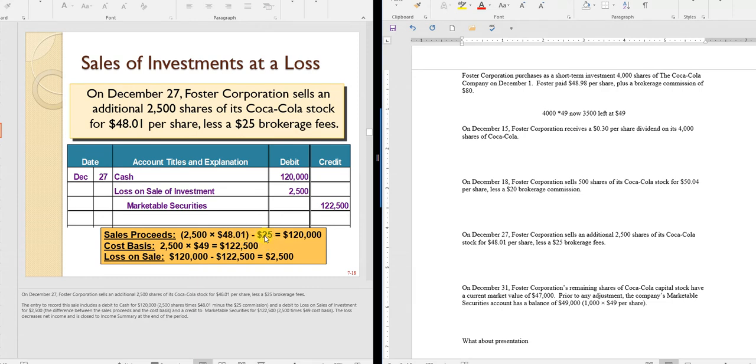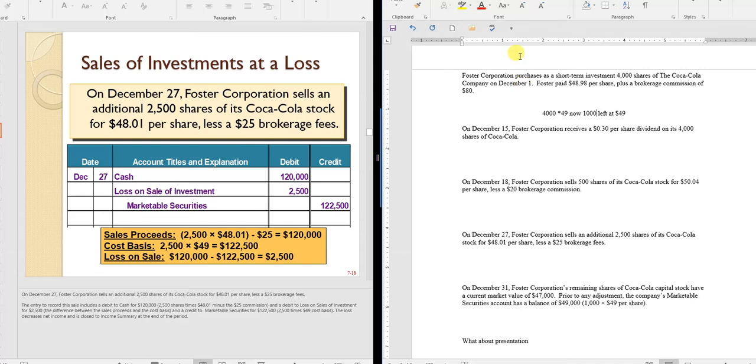Somebody sold it for us. So we had 2,500 shares at $48.01, but they kept $25 as a fee. So I got $120,000 cash. I get it out of marketable securities. I had 2,500 shares. They're in there for $49 each. So I get them out of there for what I put them in there for. My debits don't equal my credits. I need a debit to balance, and a debit is a loss. So I have a loss on sale of investments, and I'll update this. Now I have 3,500 minus 2,500, so I have 1,000 left.